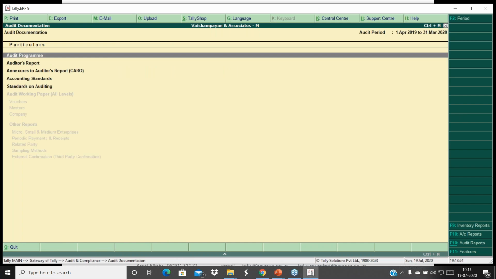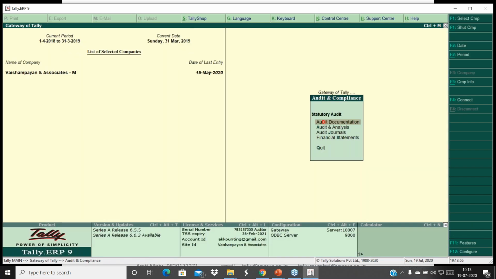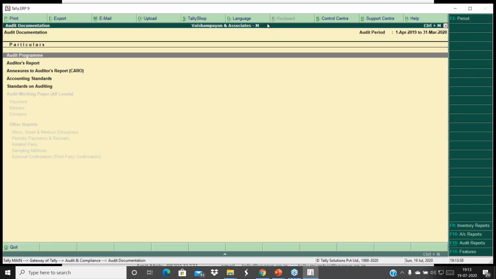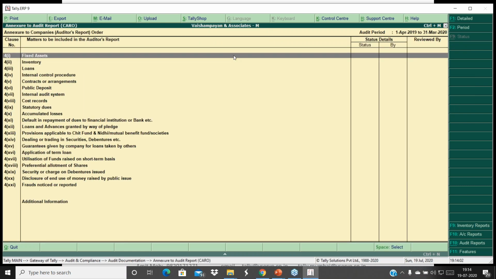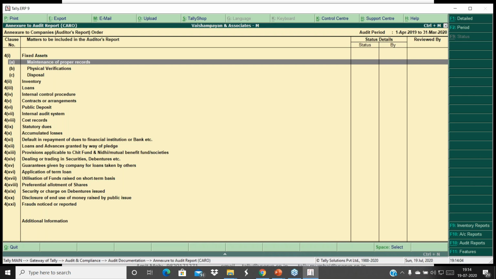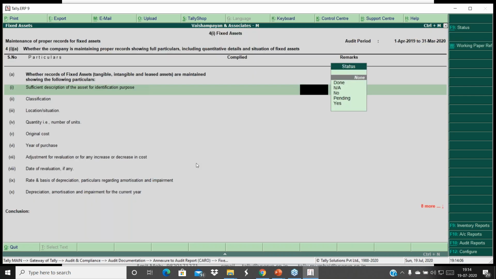What I normally do is ask my staff to take these reports, say fixed assets, fill it up, take a printout, and ask the management to sign against each of these questions, whatever the answers to these questions. This becomes a very effective working paper for me, in my opinion.